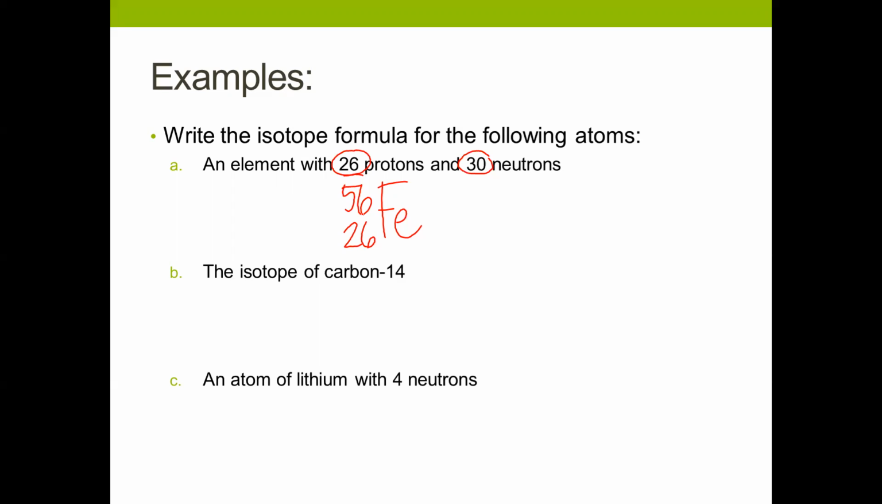Now let's make the isotope form for carbon-14. This time I tell you the element is carbon. The symbol for carbon is just C, nothing else. Then the top number is our 14, because that dash 14 tells us the mass number. And then what is the atomic number of carbon? 6. So that would be the correct notation for that.